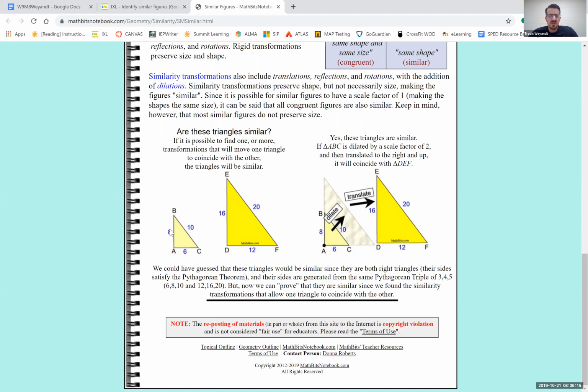So if we look at this idea, when I go from 8 to 16, 10 to 20, 6 to 12, they're all doubling. So it would make these triangles similar, and the angles themselves are the same as well.